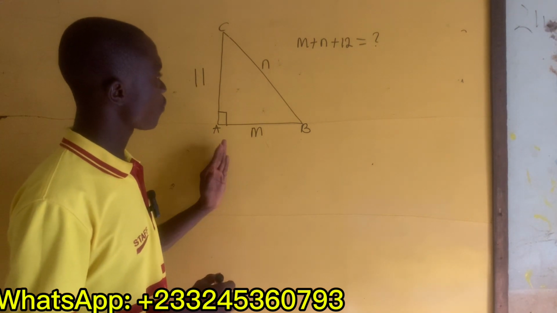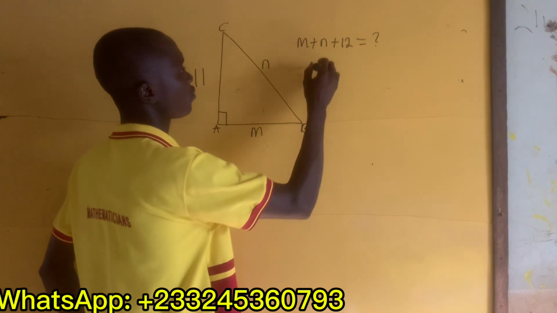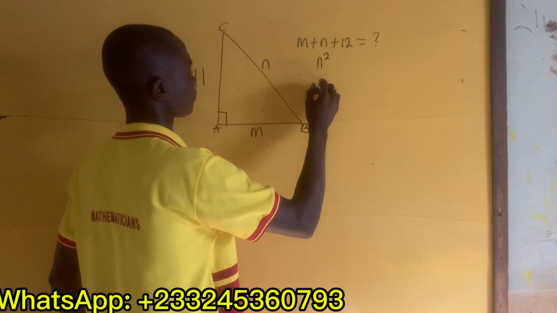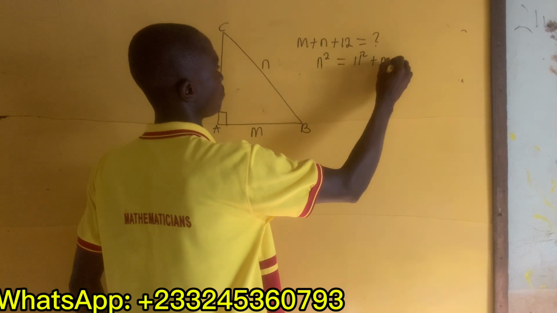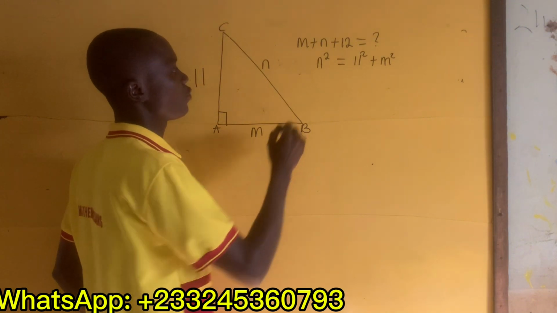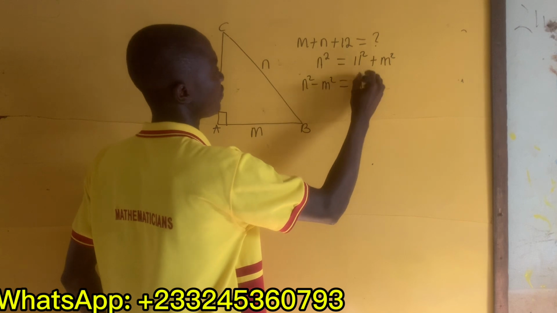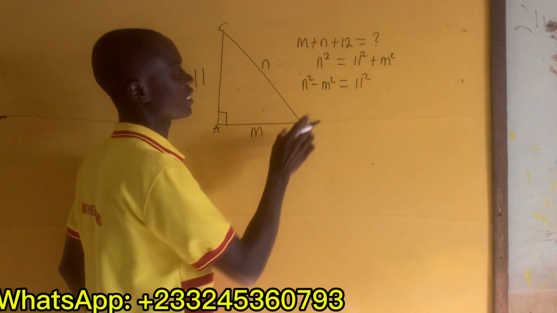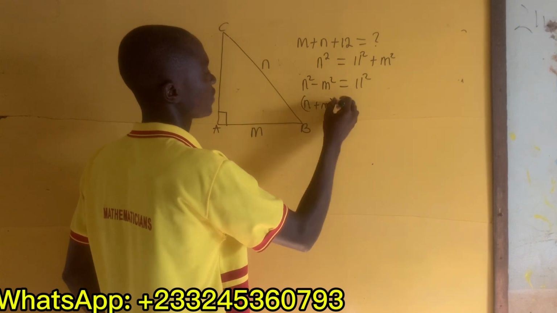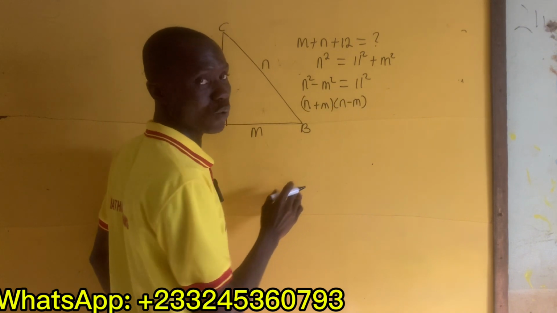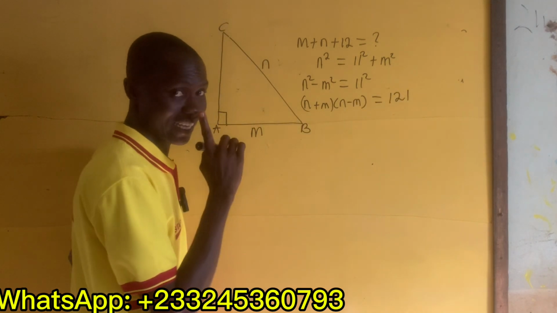From Pythagoras theorem, we can write n squared equals 11 squared plus m squared. Now we have n squared minus m squared equals 11 squared. This gives a difference of two squares, so we take n plus m times n minus m, which equals 11 squared, which is 121.